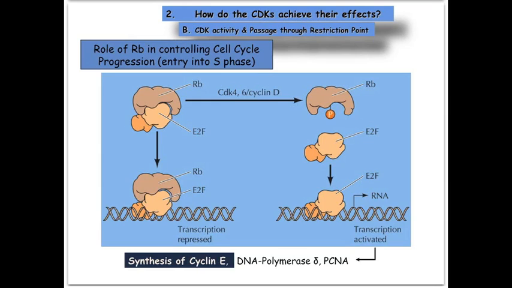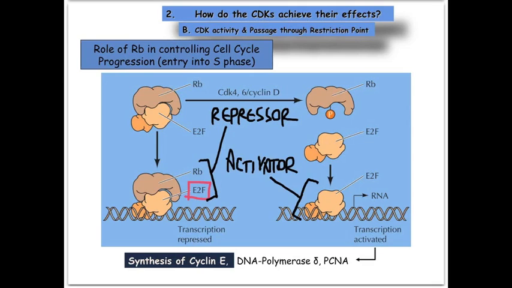The retinoblastoma protein plays its role in regulating passage through the cell cycle by controlling the activity of a transcription factor known as E2F. When E2F is bound to the retinoblastoma protein, it acts as a strong transcriptional repressor. In contrast, when E2F is free of the interaction with RB, it acts as a strong transcriptional activator, driving the synthesis of key proteins that are required for DNA replication, such as DNA polymerase delta, PCNA, and cyclin E.